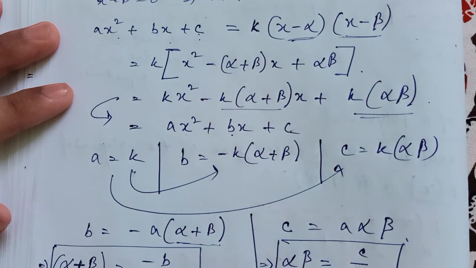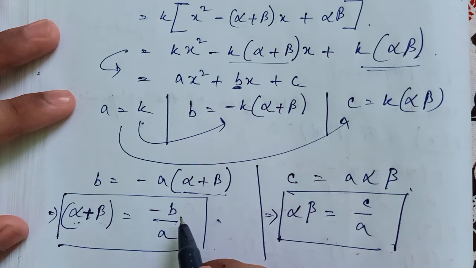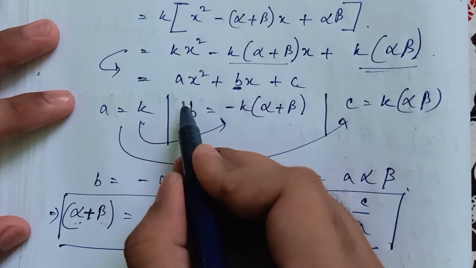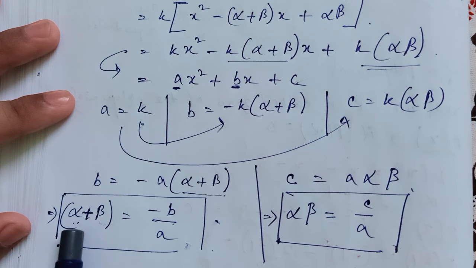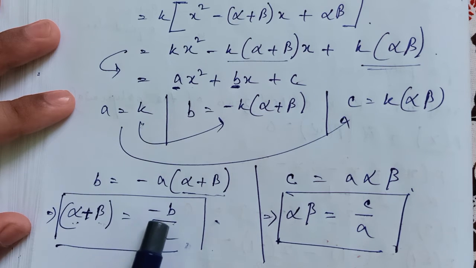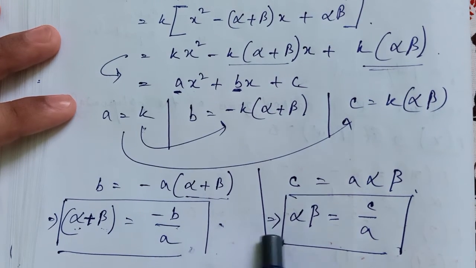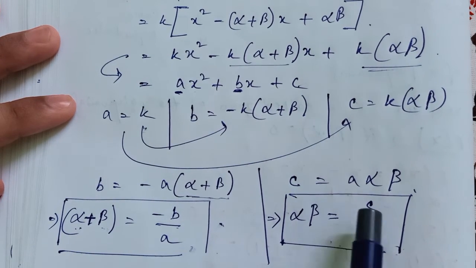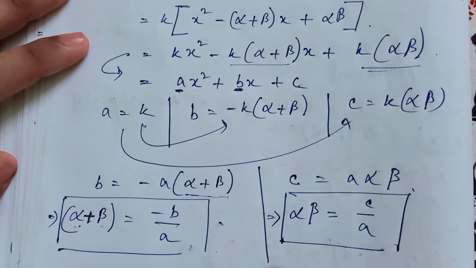Can we say that b is what? B is the coefficient of x, right? And a is the coefficient of x square. So can we say that the sum of zeros in a quadratic equation is equal to minus the coefficient of x divided by the coefficient of x square. On the other hand, the product of zeros of a quadratic polynomial is equal to the constant upon a, that is, the coefficient of x square.